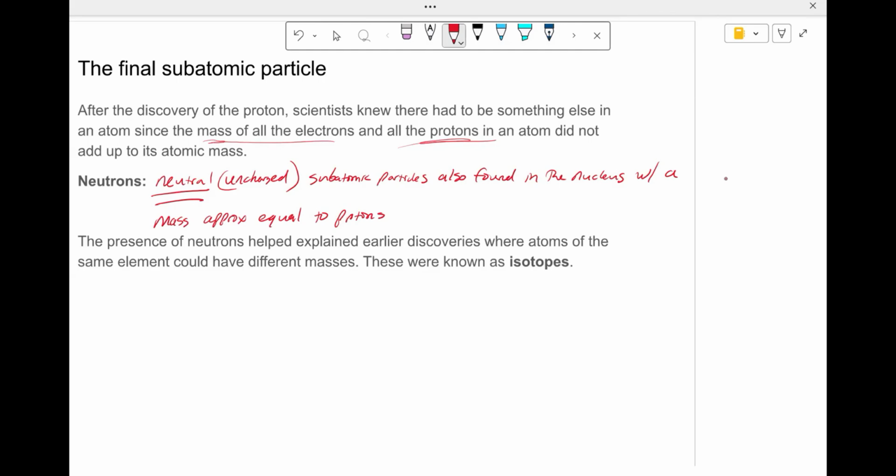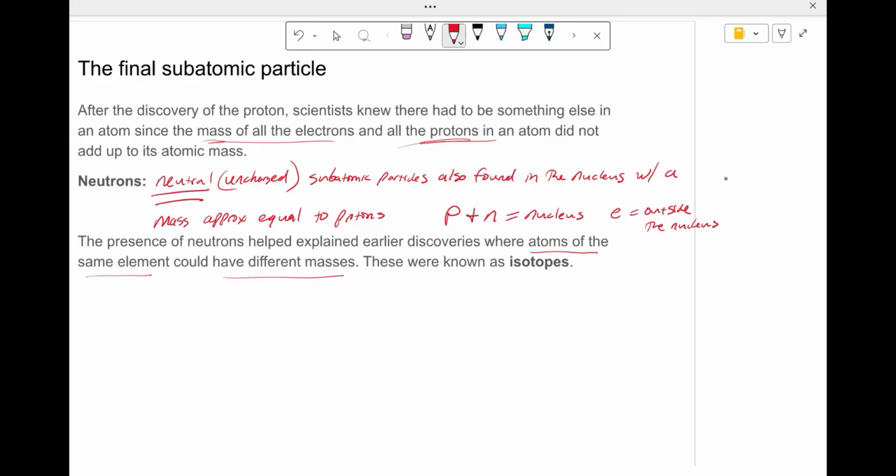So the kind of big picture that we're putting in here is that, and I'm just going to use abbreviations, protons and neutrons are in the nucleus, and electrons are outside the nucleus. Now, the presence of neutrons helped scientists explain earlier discoveries where they found that atoms of the same element could have different masses. And these things were known as isotopes.